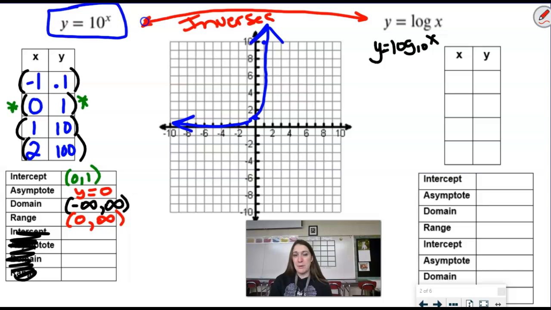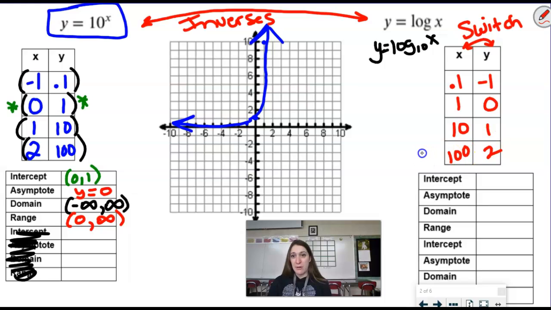Okay, now I got to go back in my brain and remember, what does it mean to be an inverse? It means all of your xy ordered pairs are going to switch. That was like the major thing with inverses. Your x's and y's switch, right? So this guy, instead of being at (-1, 0.1), it'll be at (0.1, -1). And then same thing here. Instead of being at (0, 1), it'll be at (1, 0). Instead of at (1, 10), it'll be at (10, 1). And then the one I couldn't graph anyways will now be at (100, 2). I'm still not going to be able to graph that, okay?